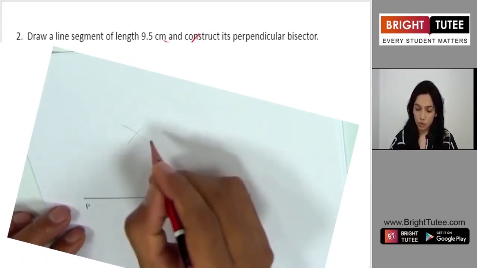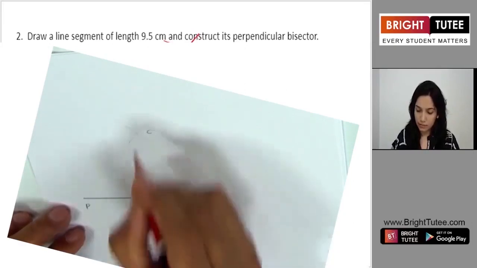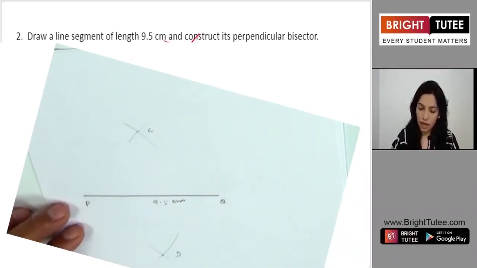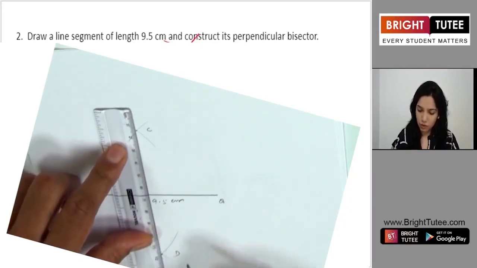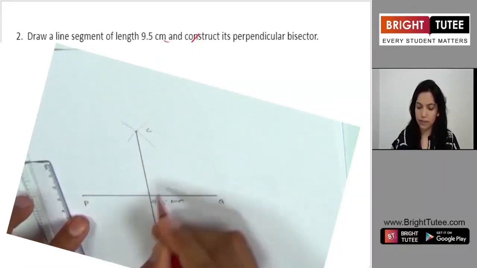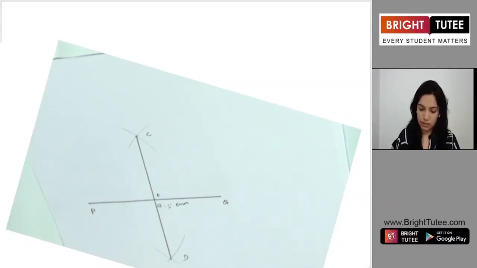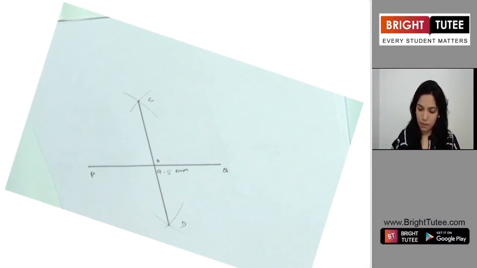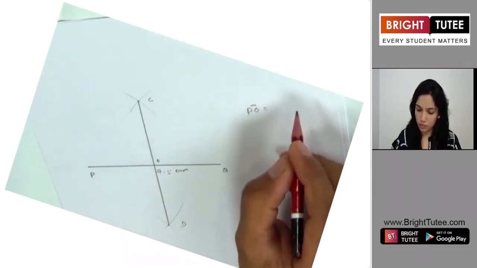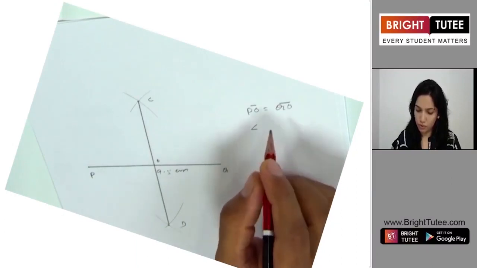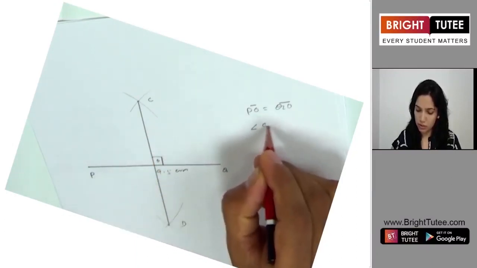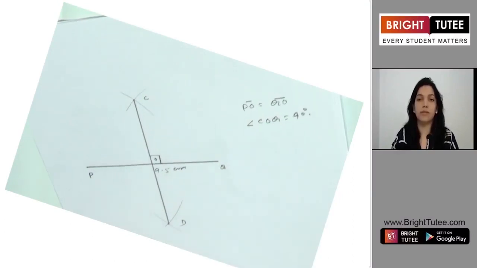Now what you observe, let's say these are points X and Y, you can name them anything you want. Joining these two points, you will observe that we have got a perpendicular bisector of the line PQ. When you are done, you will observe something like this. Here it shouldn't be A, it should be P and Q. Let's say these are the C and D points where the arcs are meeting each other. Here let's write PO is equal to QO. Also, angle COQ is equal to 90 degrees.